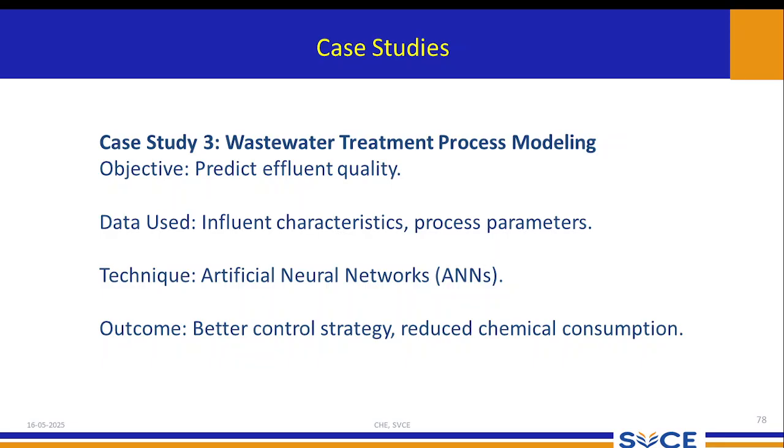So that is the data which needs to be taken care of, the process parameters, for example, how much air parameter needs to be given. Coming to the artificial neural network, it is supervised learning. So there will be a correlation between the independent variable and the dependent variable.